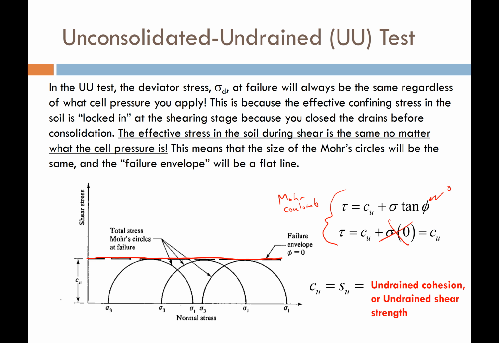When the friction angle is equal to 0, this is a special case of loading that we call undrained shear. And then we define the cohesion as either C sub U, the undrained cohesion, or we define it as S sub U, which is called the undrained shear strength. These two terms mean the same thing. They're synonymous.